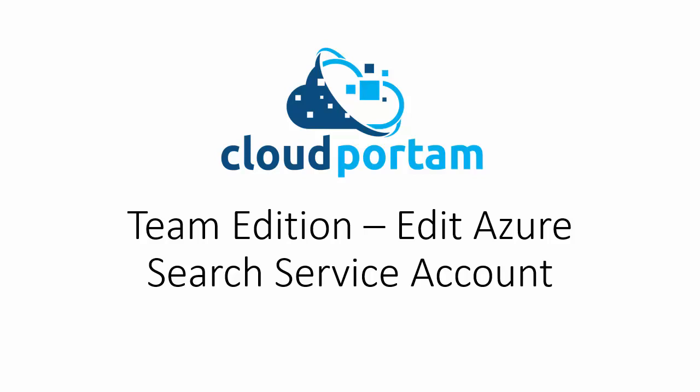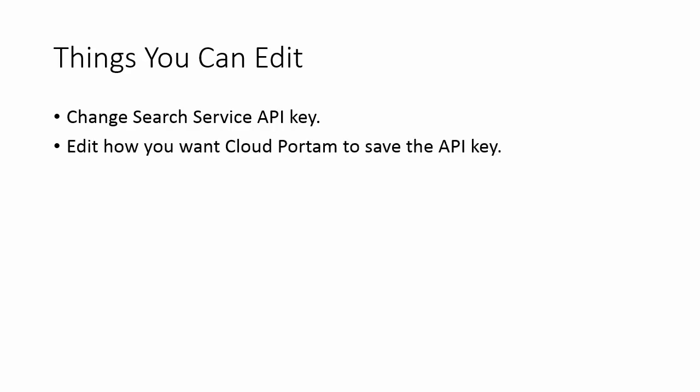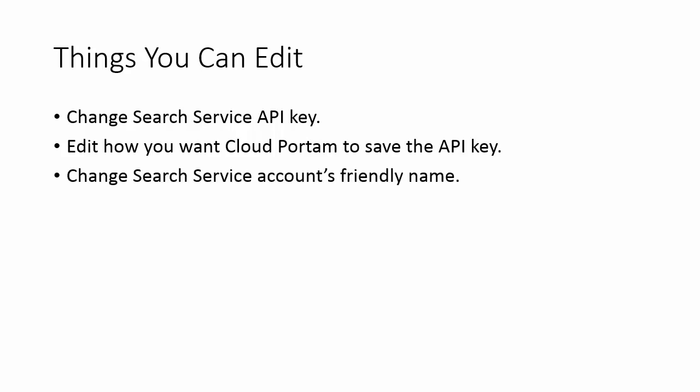In this walkthrough, we will see how you can edit properties of an Azure Search Service account that you have added in the team edition of Cloud Portal. So there are a few things that you can edit. First, you can change the search service API key. Second, you can change how you want Cloud Portal to save the API key, and you can also change the search service account's friendly name.